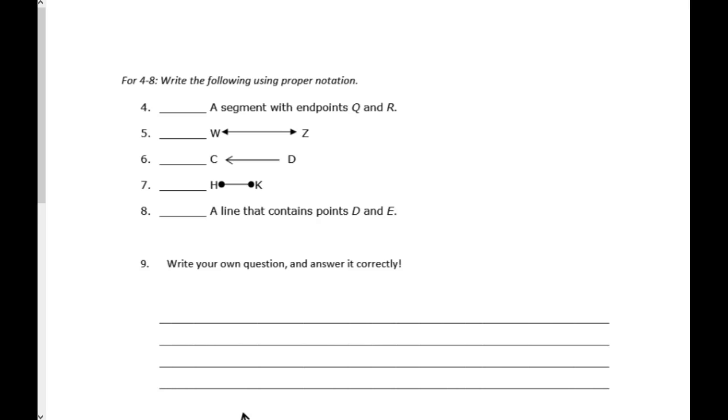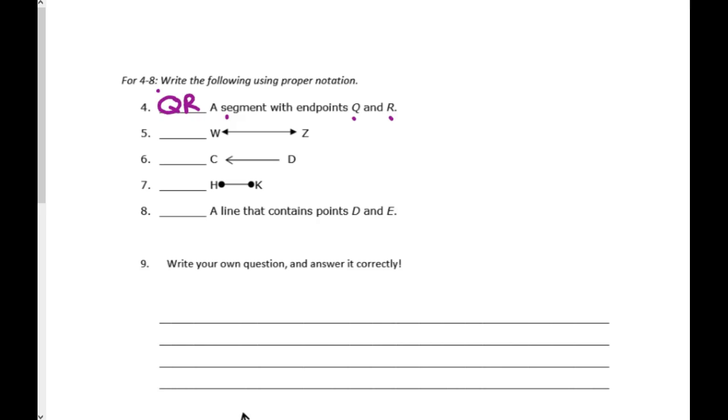On the back, we have some examples. Now, what if they're asking you specific questions based on a little picture or a description? So number 4 says it's a segment with endpoints QR. It tells you what the endpoints are, so write those 2 letters down, Q, R. What has to go on top for a segment? A segment, which means no arrowheads.